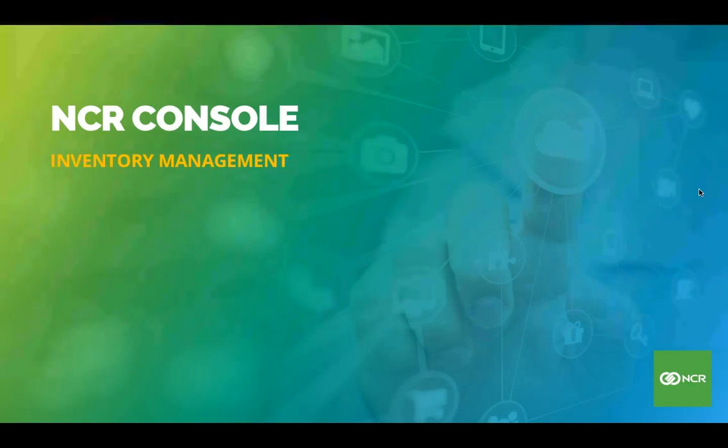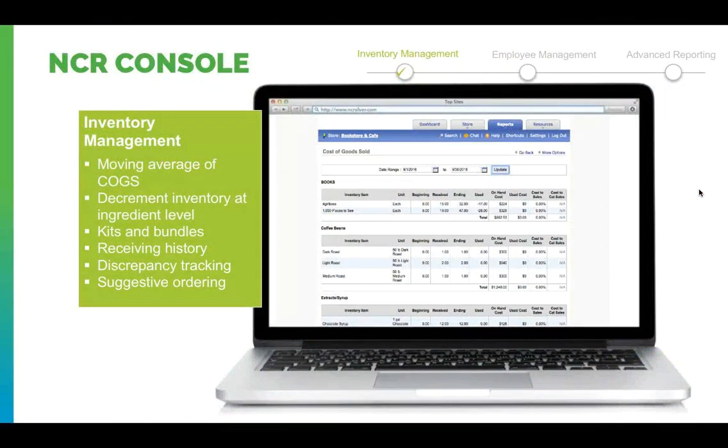For inventory management, it's important to note that you have a moving average cost of goods sold, so you're able to decrement your inventory at the ingredient level. You have kits and bundles, receiving history, discrepancy tracking, as well as suggestive ordering. Let's go take a look.